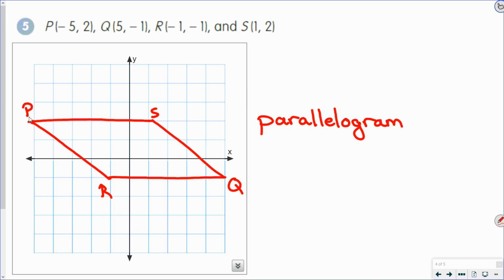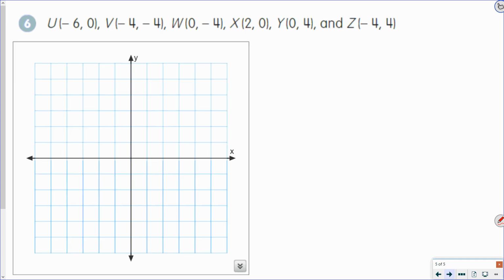And then our final figure. This is one that we can tell we have 6 points, so we do know it's going to be a hexagon. So U is at -6, 0. So there's U. V is at -4, -4. So go to the left 4, down 4. So there's V. W, we just go down 4. X, we go to the right 2. Y, we go up 4.